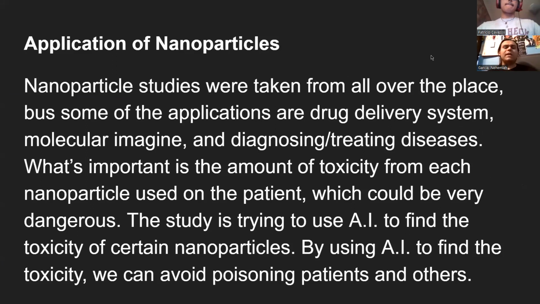So what are the applications of these nanoparticles in this study? In this study, they used nanoparticles from all different types of studies they had, which range from different places, different patients they were used on, even different organisms, and even different places they were used on within the patients. So some of the applications of these were the drug delivery system, molecular imaging, and diagnosing slash treating diseases.